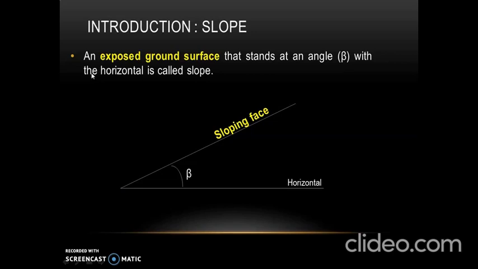Now we'll find out what we mean by slope. An exposed ground surface that stands at an angle beta with the horizontal is called slope. Here in this figure we can see a horizontal line which represents the horizontal surface, and the ground surface is at an angle beta. So the exposed ground surface which stands at an angle beta with the horizontal is referred to as slope.